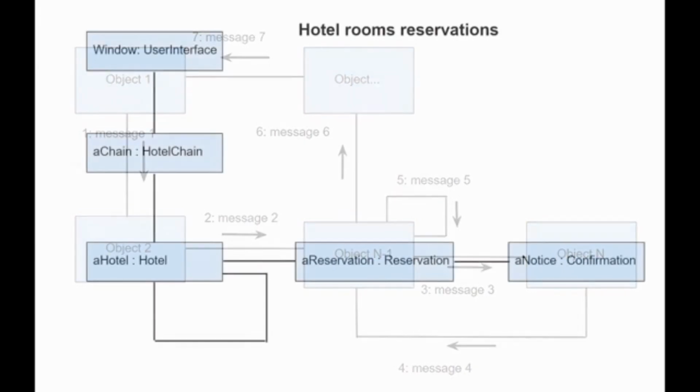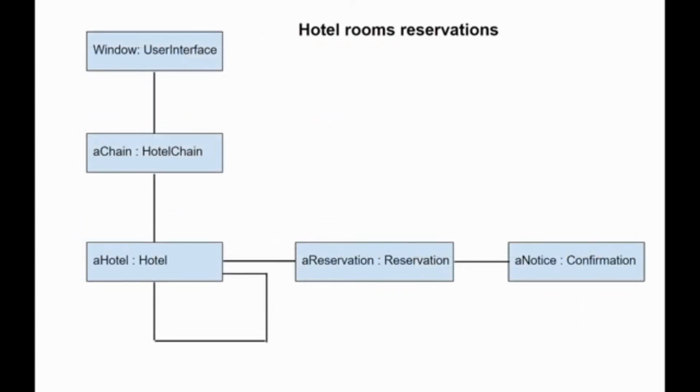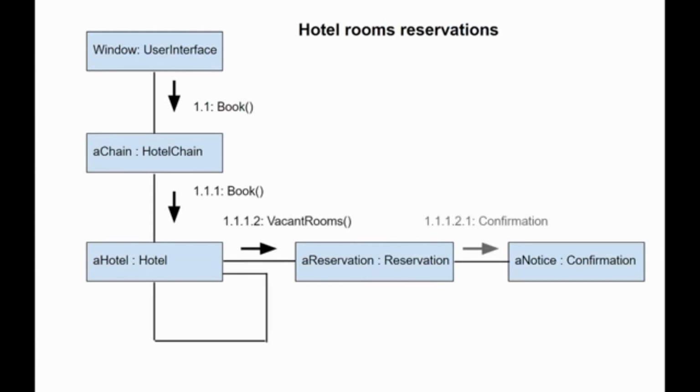Or here is another example, hotel room reservations. Each message in the diagram has a sequence number. The top level message is number 1. Messages sent during the same call have the same decimal prefix, but suffixes 1, 2, etc., depending on when they occur. Communication and sequence diagrams are similar.